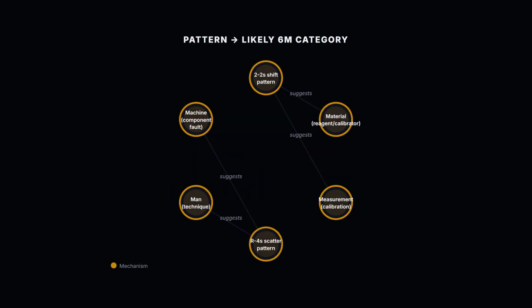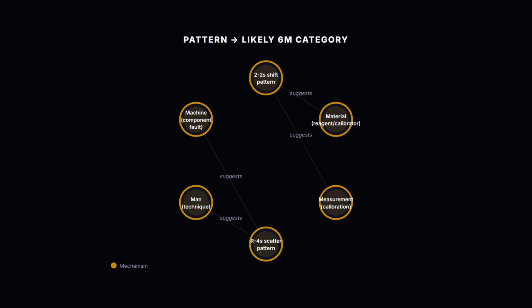Notice how the Westgard rule pattern from earlier now points you toward specific M categories. A persistent shift like 2 to 2s usually traces back to material or measurement, a new reagent lot, a calibration drift. Wide random scatter and R 4s pattern tends to trace back to man or machine, technique variability, a failing component. That link between statistical pattern and physical cause is what makes your fishbone brainstorm efficient instead of scattershot.